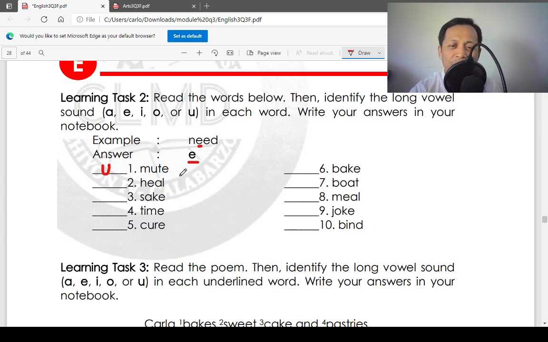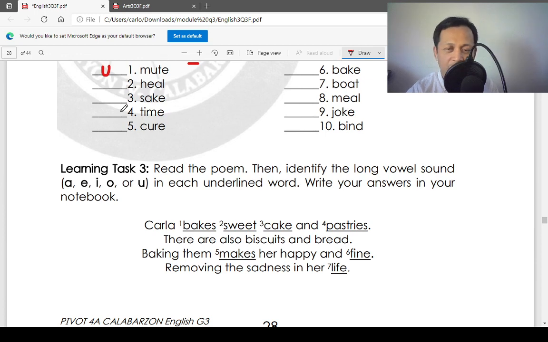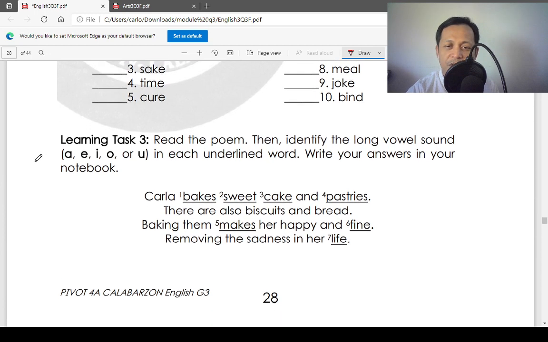Okay, again we have mute, heal, sake, time, cure, bake, boat, meal, joke, and bind. Identify the long vowel sound in each word and write it in your notebook. Now let us proceed with another learning task. We could always go back here since this is a video presentation.